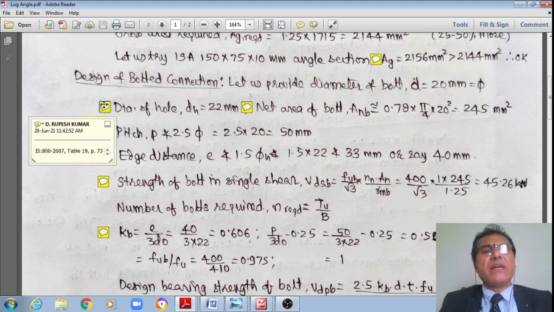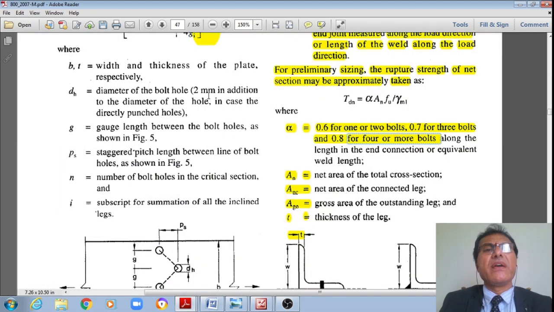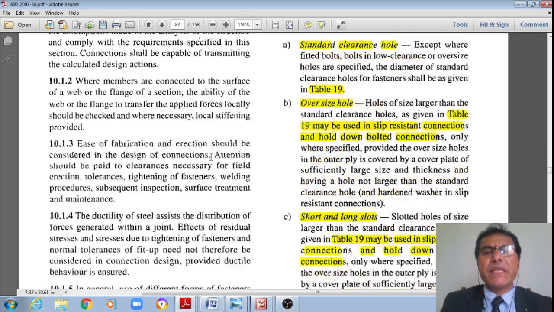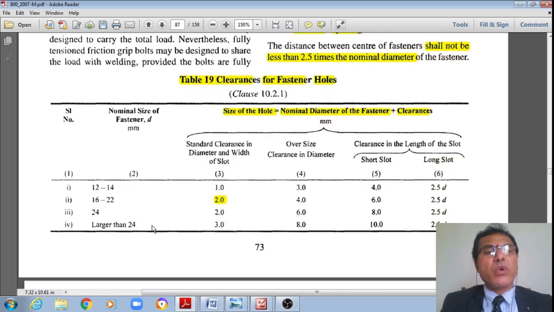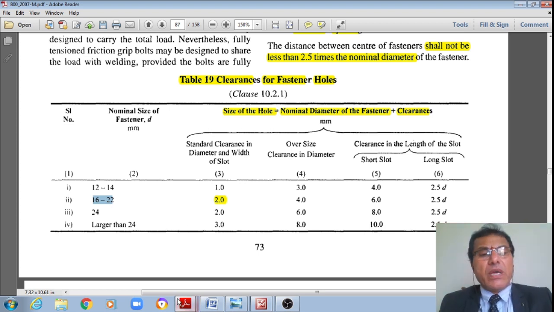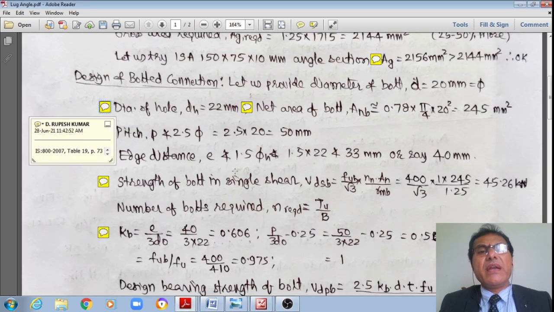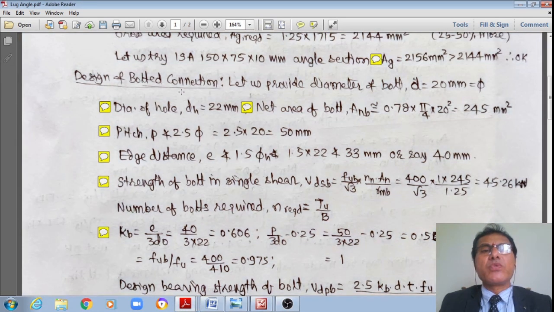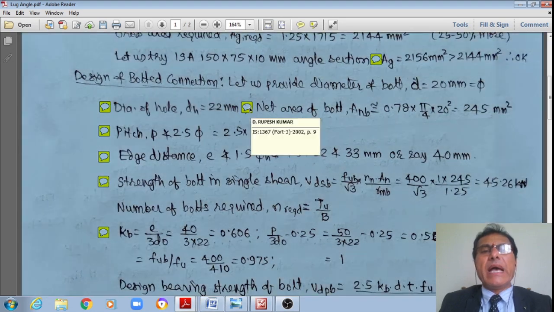Then I go to IS 800:2007, Table 19, page number 73. Because my diameter is equal to 20 mm, which is between 16 and 22, from Table 19, assuming standard clearance holes, the diameter of the hole should be 2 mm more. Therefore, the diameter of the hole, DH, is equal to 20 plus 2, which is 22 mm.